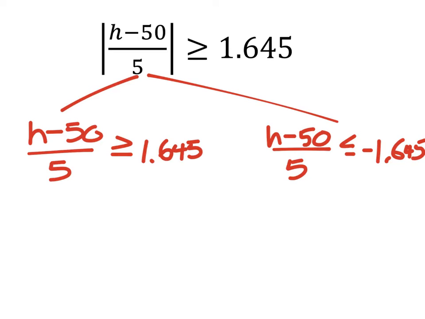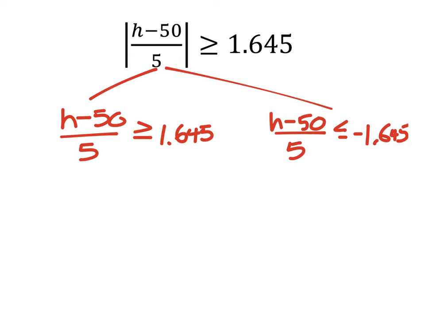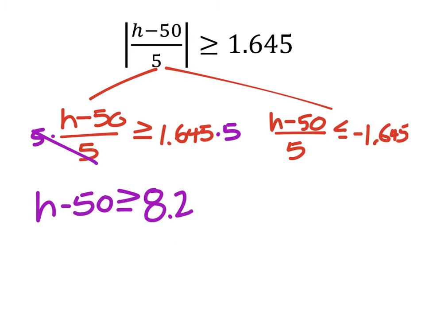But we're going to solve this just like we would any regular inequality. We get to solve it twice. It's so much more fun. So multiply both sides by 5 now. And this is where I'm going to need my calculator. So I get h minus 50 is greater than or equal to 1.645 times 5, which is 8.225. So we'll write that in, 8.225.